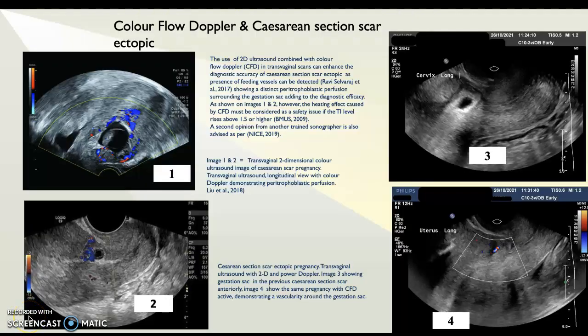The use of 2D ultrasound combined with colour flow Doppler can enhance the diagnostic accuracy of Caesarean section scar ectopic pregnancy, as the presence of feeding vessels can be detected. However, the heating effect caused by the colour flow Doppler must be considered as a safety issue if the thermal index levels rise above 1.5, as per BMUS Guidelines 2009.